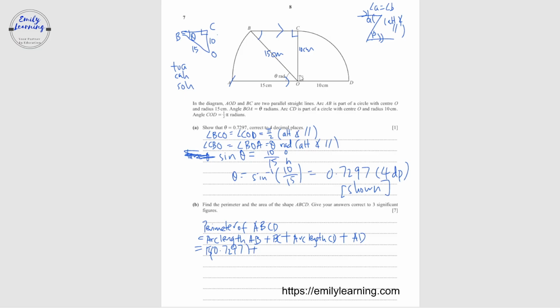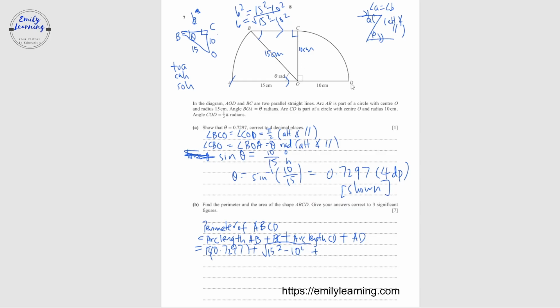BC is, oh no, I have not found it. So in order to find BC, I need to use Pythagoras theorem, right? This is a right angle triangle. Here is 15, here is 10. To get BC, let's call this b squared. So b squared is equal to 15 squared minus 10 squared, right? So b is equal to the square root of 15 squared minus 10 squared. So let's write it in: 15 squared minus 10 squared.